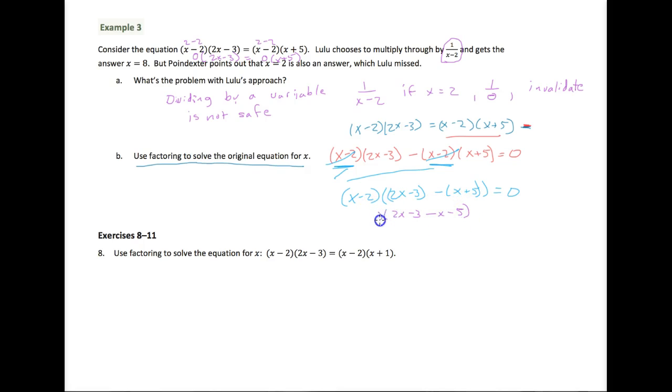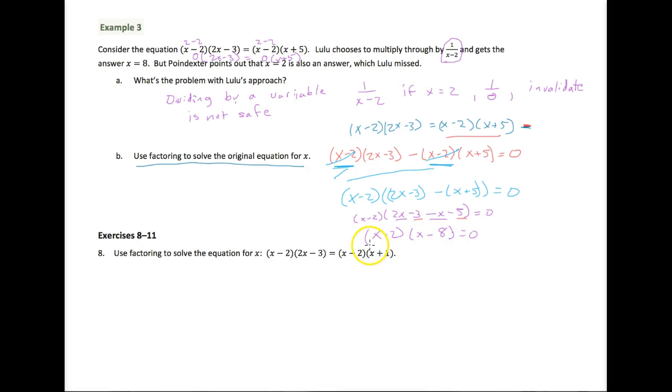Now I've got that untangled a little bit. I can't lose my x minus 2, I'll keep it, and that's equal to 0. Now I've got x minus 2, and then I combine my like terms. 2x minus x is x. And my other set of like terms is the negative 3 and the negative 5, and they make negative 8.